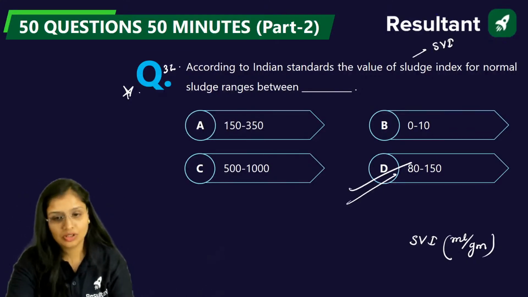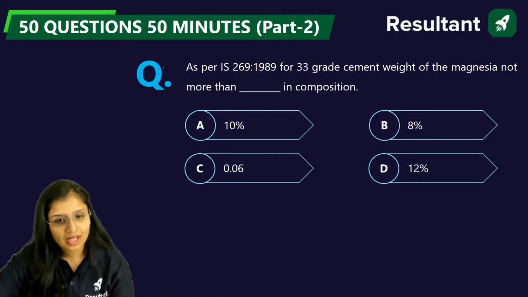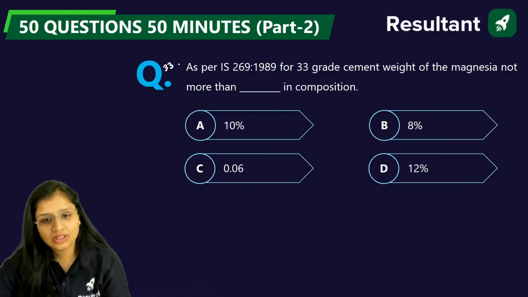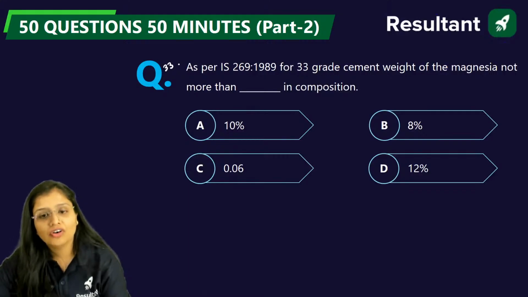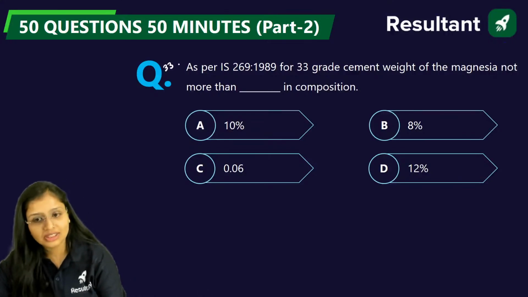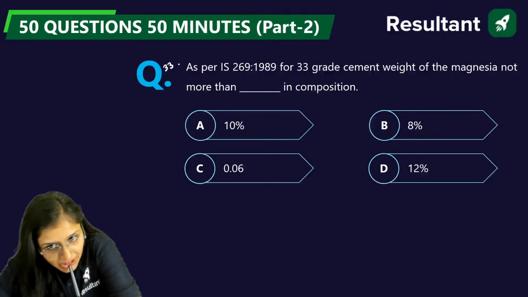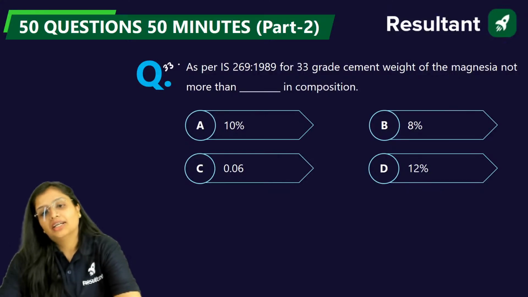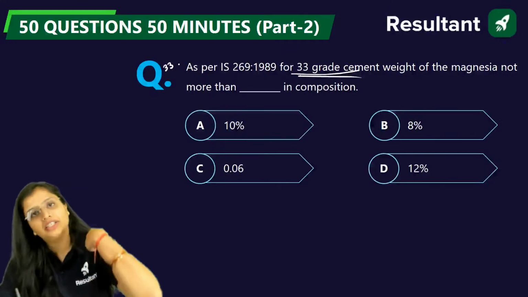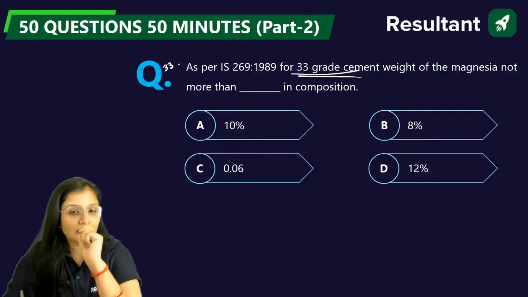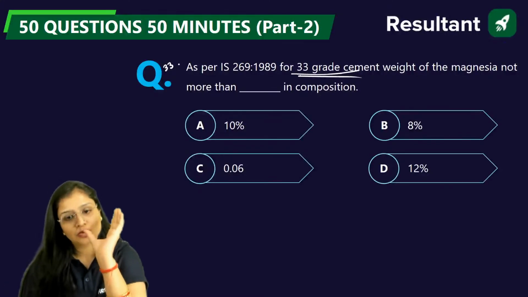Clear? Okay. Question 33. As per IS 269/1989, for 33 grade cement, weight of magnesia not more than dash in composition. It should not be more than that. Come on, guys. 33 grade, we have different grades, 33, 43. So what is the minimum weight? Whatever maximum weight you can say, not more than that.